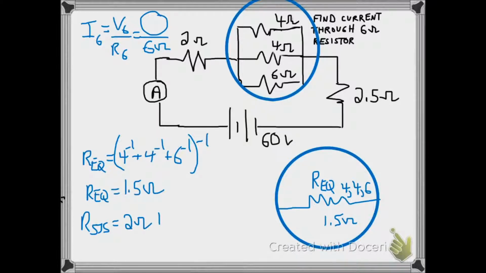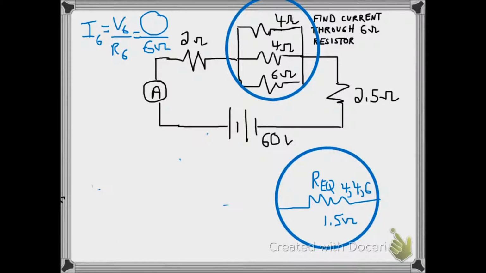At that point, we can find the overall resistance in the system because we just have 3 resistors in series: the 2 ohm, the new 1.5 ohm resistor, and the 2.5 ohm resistor, for a total of 6 ohms for the system resistance. That's going to then let us calculate the current coming out of the battery, the system current, which is always the largest current in the system. That would just be the 60 volts of the system over the 6 ohms total resistance, or 10 amps.